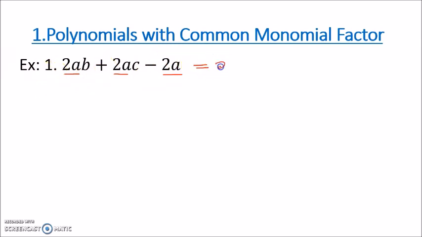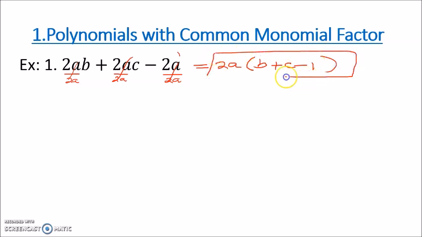yung common, lagay natin dito, 2a. And then, i-divide natin isa-isa yung terms by 2a. So, kung i-divide natin yan by 2a, ang maiiwan na lang si b. I-divide natin ito by 2a, ang maiiwan na lang si c. So, plus c. And then, ito i-divide natin kay 2a. Ayan. So, this would be 1. So, minus 1. So, eto yung factored form niya.